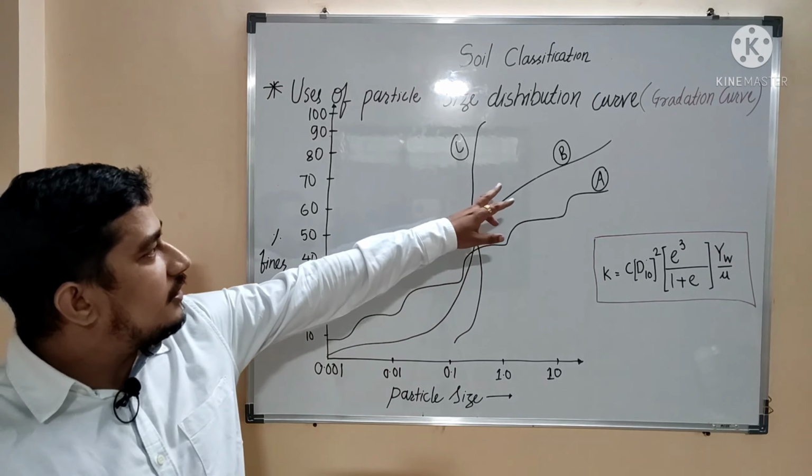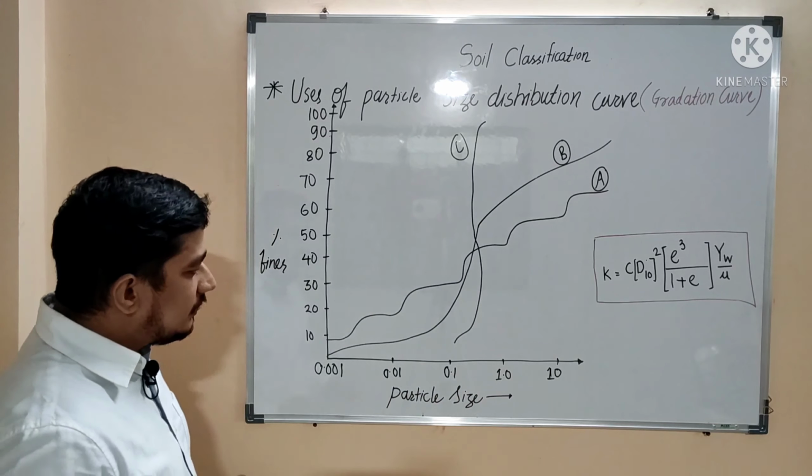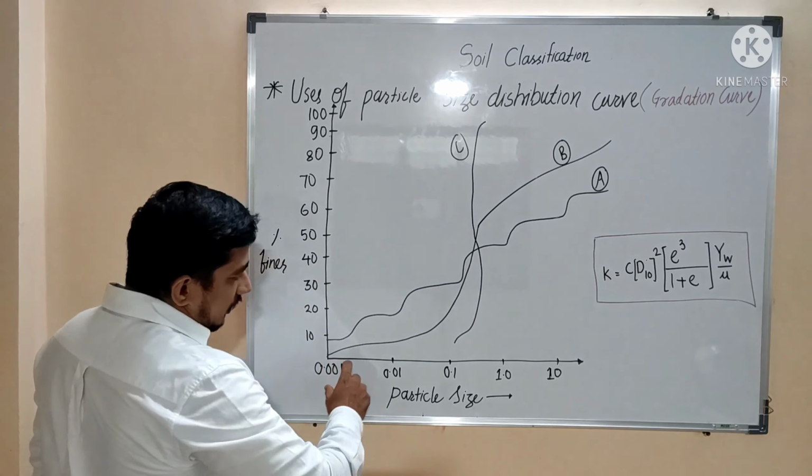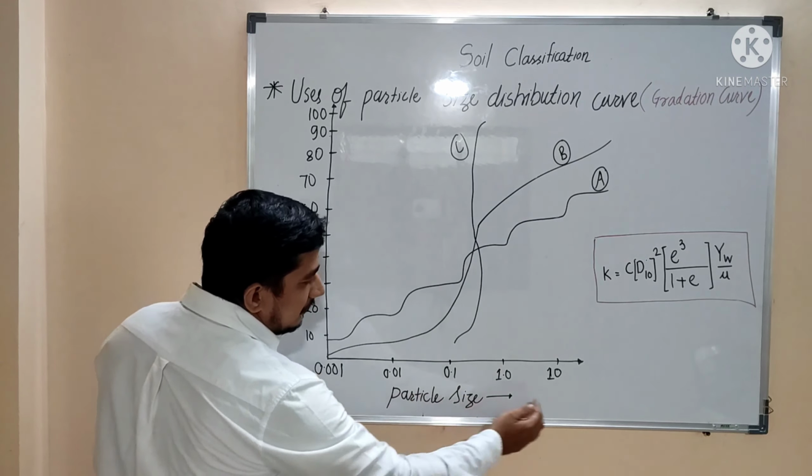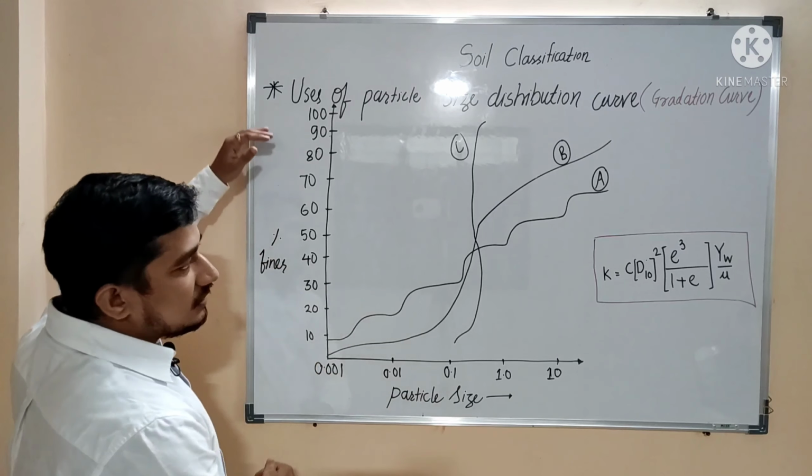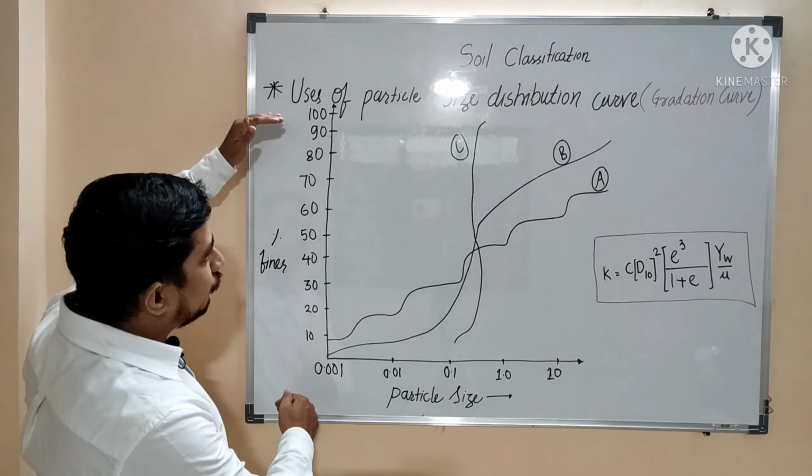Another curve, that is nothing but B. You will see that this curve is covering all the particle sizes and all percentage finer. Definitely it is going to cover. So it indicates that all the particle sizes are present within the soil mass. So such a soil can be termed as well graded soil. The soil which is represented by A is skip graded, or we can say ill graded.